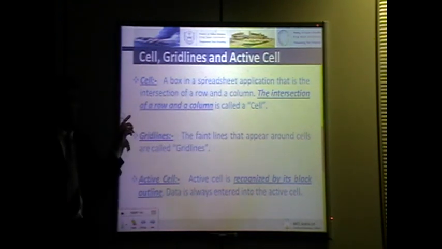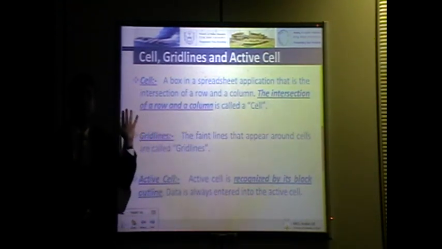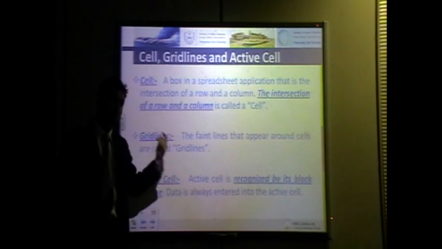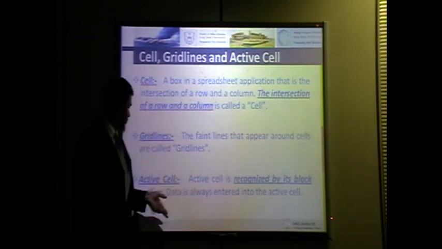Grid lines. In Excel you can see some lines, like this line, columns and rows. This is not highlighted. That is called grid lines. You can show and hide them using the View tab.